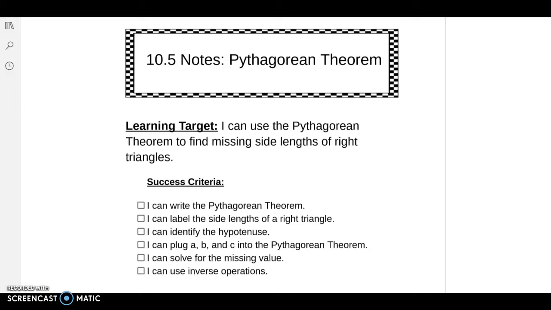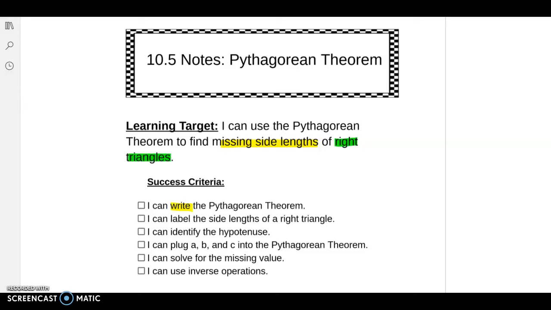So a few things that are important. First of all, you need to know what the Pythagorean Theorem is, right? We need to be able to write it, which most of you are pretty good at writing. You probably remember it from middle school, but do we remember how to use it? So what do we use it for? To find missing side lengths. And more specifically, they have to be of right triangles.